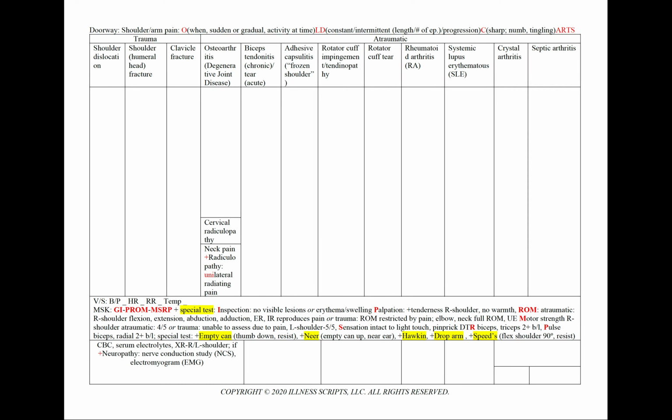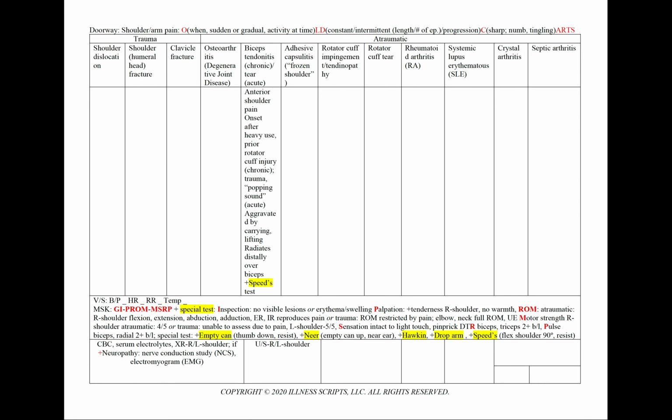In cervical radiculopathy, we'll note a history of neck pain, and we could see or reproduce a radiculopathy or unilateral radiating pain. Biceps tendinitis, the chronic form, or a tear, the acute form, will have now anterior shoulder pain. The onset will be after heavy use or prior rotator cuff injuries in the chronic form, or acutely after a trauma with a characteristic popping sound. It can be aggravated by carrying or lifting and radiating distally over the biceps. We'll have a positive Speed's test, and we'll add to our workup an ultrasound of the right or left shoulder.